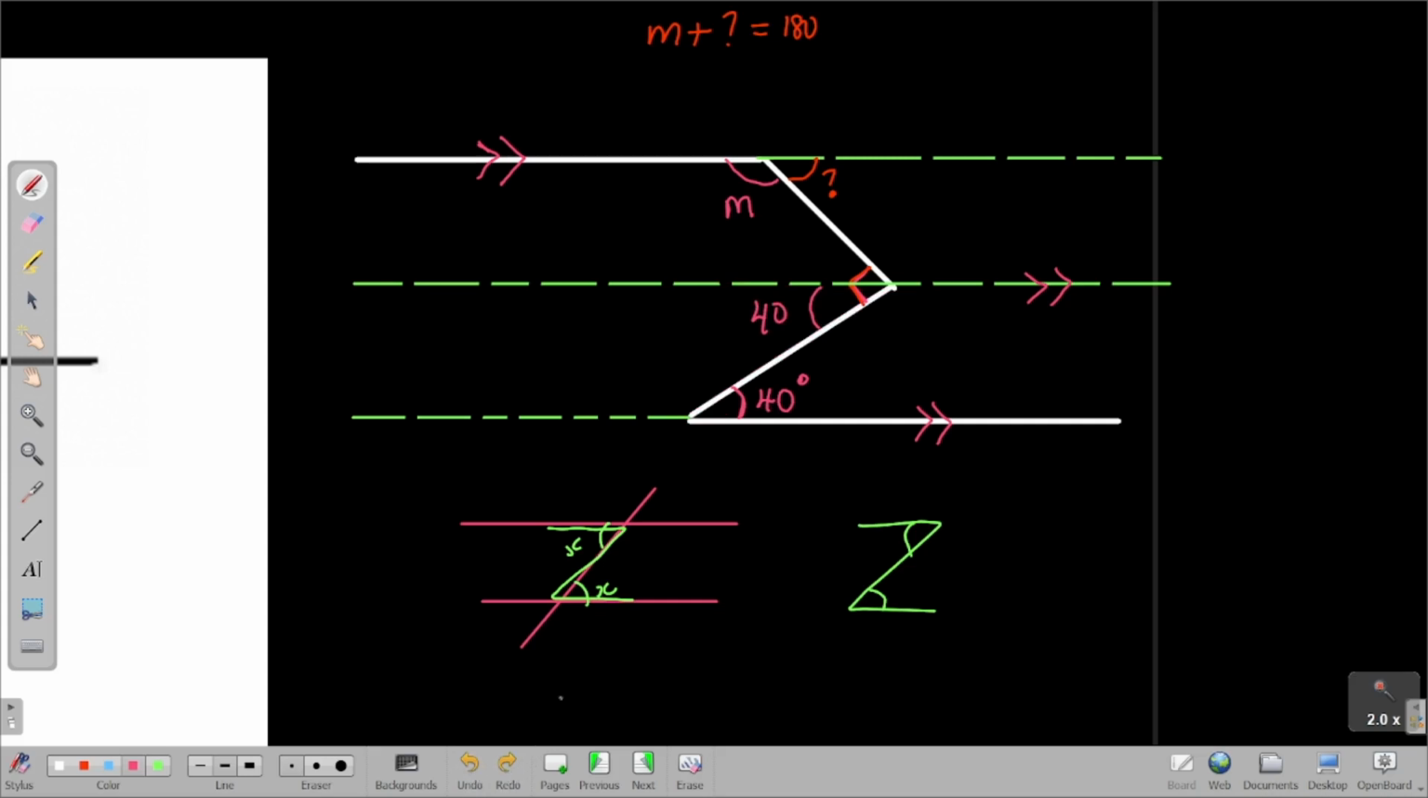So if this is 40, this other one here will be 50. Why is it 50? Because remember that everything here is a right angle. We're told that it is a right angle. So if everything here is a right angle, and this part is 40, the other part will be 90 minus 40, and that's 50. Okay, that's 50. So I can see another Z shape.